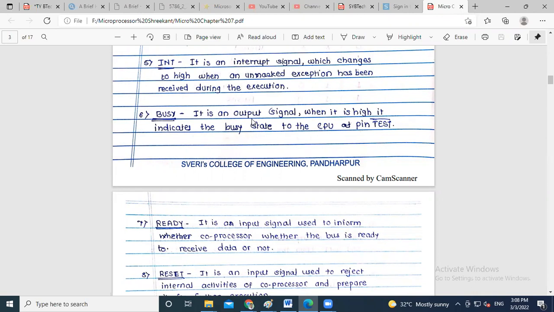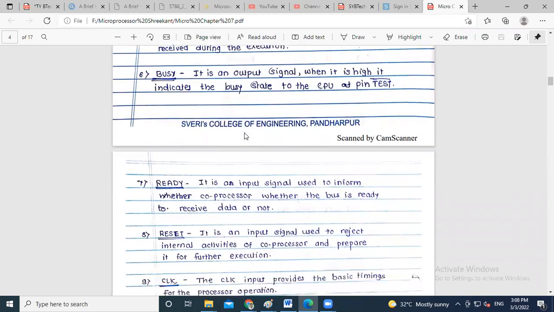It is an output signal. Whenever it is high, it indicates the busy state. If it is high, it means the coprocessor is in the busy state to the CPU, and it is reset by testing. Okay, so once it is high, you have to test it again. Busy becomes normal, and data continuously starts to transfer.